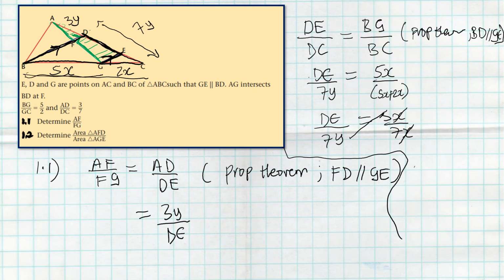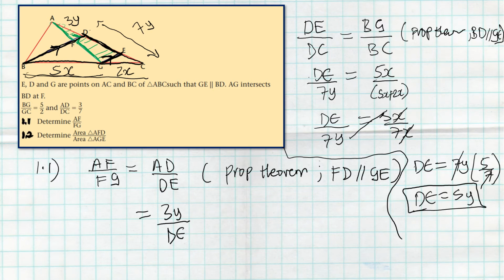Then I can cross multiply to solve for my DE. Then when we cross multiply, our DE will be equals to 7y multiplied by 5 over 7. Then this 7 and 7 cancel out each other. DE is equals to 5y. Very good. DE is 5y.